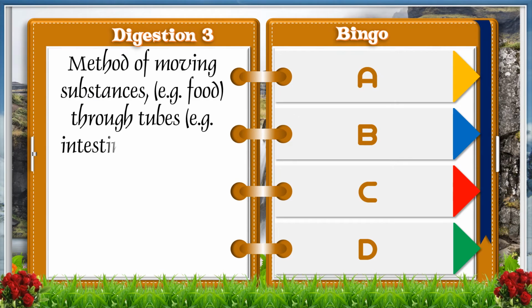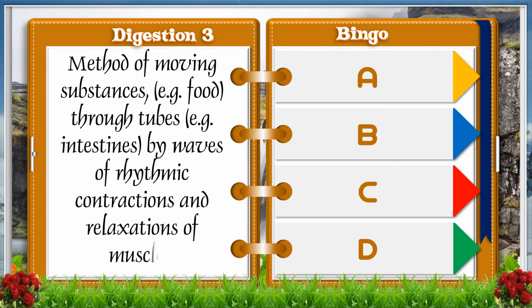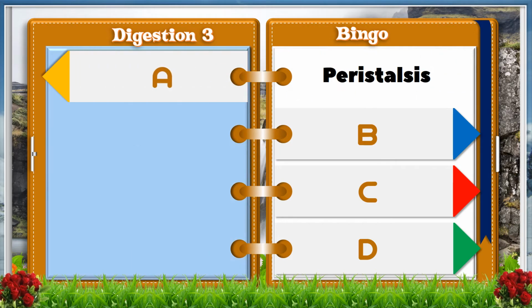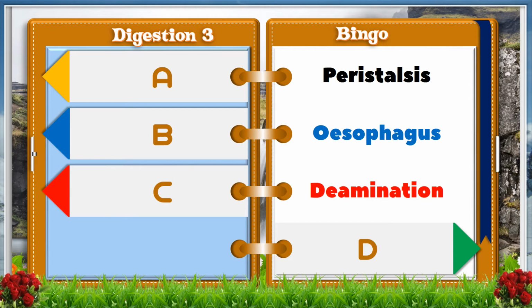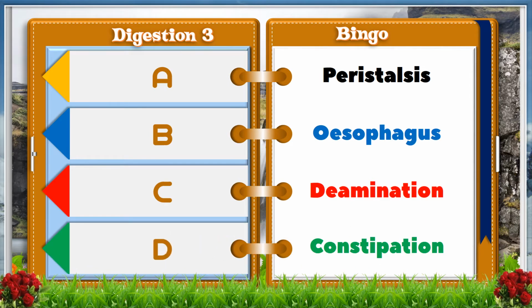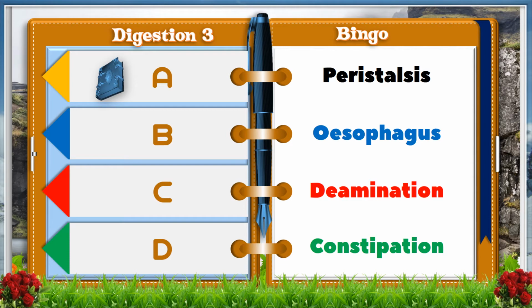Method of moving substances, e.g. food through tubes, for example intestines, by waves of rhythmic contraction and relaxation of muscles. A. Peristalsis. B. Oesophagus. C. Deamination. D. Constipation. And the answer is A. Peristalsis.